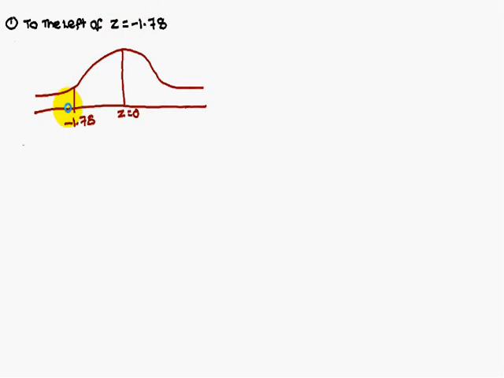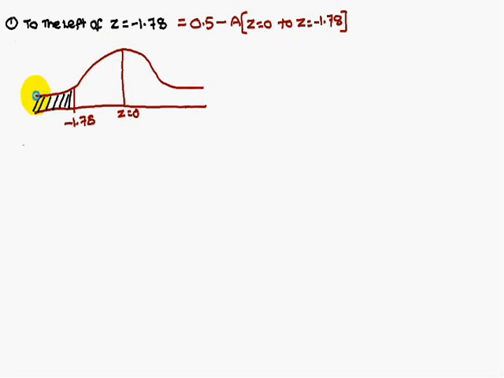Similarly, to the left of z is equal to minus 1.78, you have to draw a bell shaped curve. Z is equal to 0 here, and minus 1.78 you represent on the left hand side. To the left of z means the shaded area is this one. This one you have to find. How will you find the area? It is 0.5 minus the value given, 0.5.